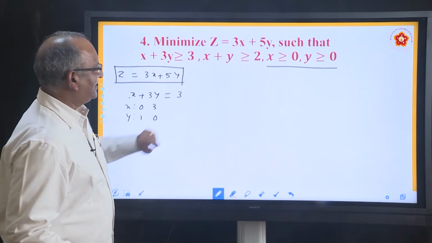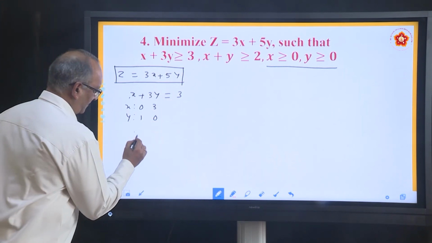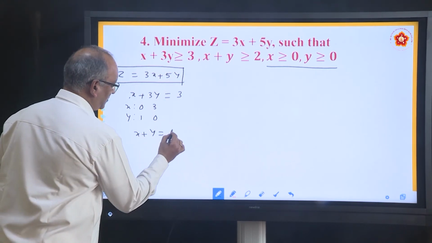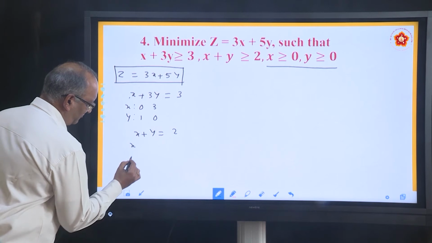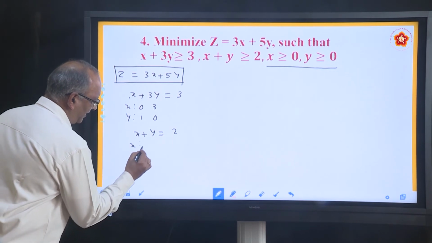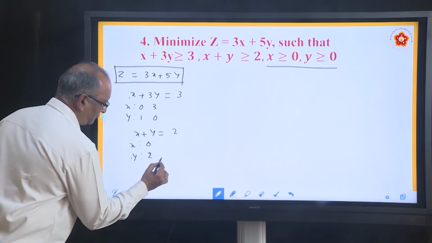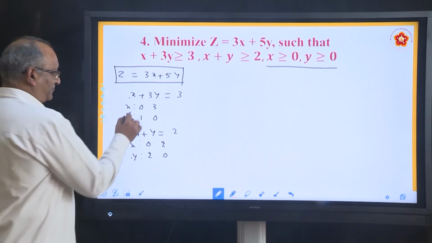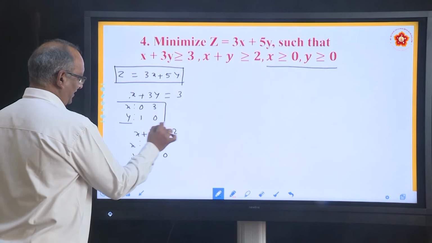The next constraint is x plus y equal to 2. Do the same thing, x and y. x is 0, y is 2; y is 0, x is 2. These points are good enough to draw the straight lines.